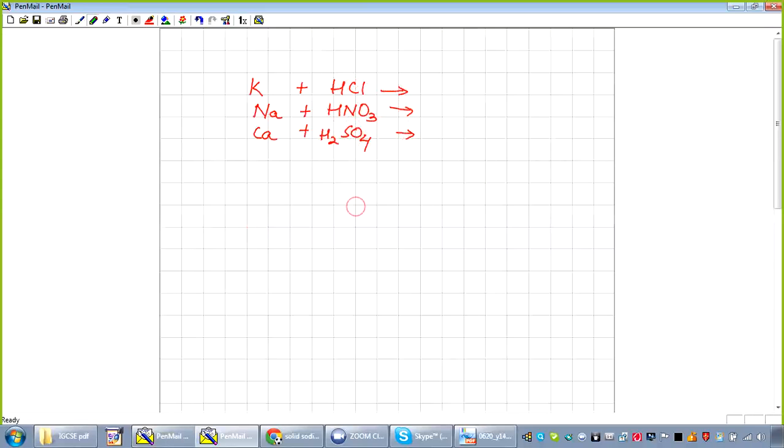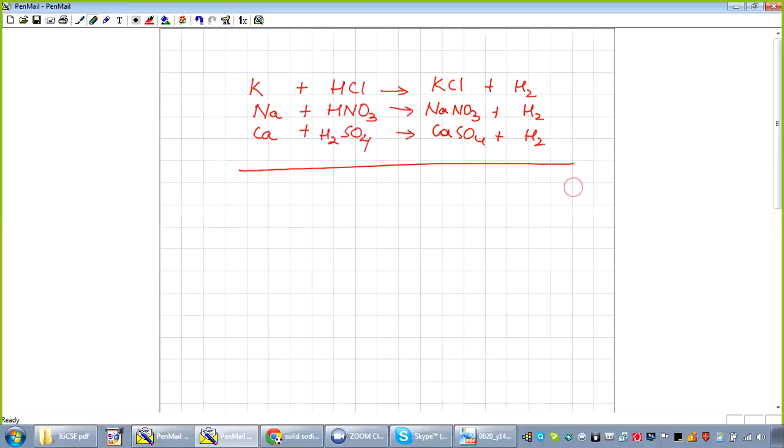Now you can predict the products. KCl plus hydrogen gas, NaNO3 plus hydrogen gas, CaSO4 plus hydrogen. So you can see these dilute acids, with these metals, will displace hydrogen, and in each case hydrogen gas will be produced. Of course, you can do the balancing of the equations, which is going to be very simple in all of these cases.